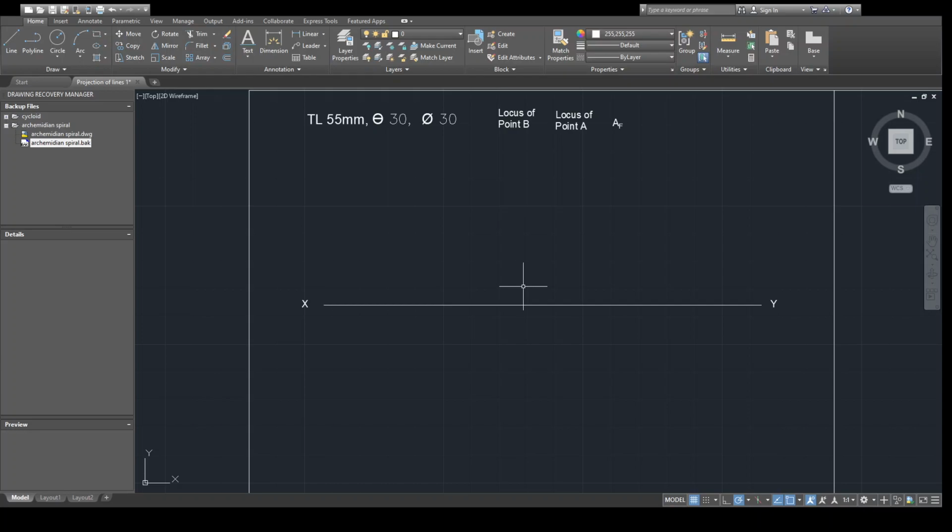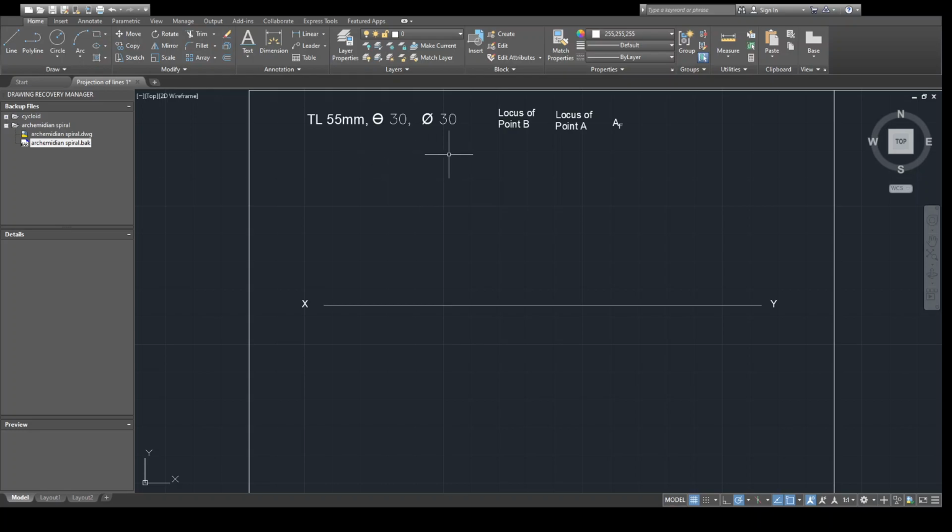Here in this case, the true length of the line is 55 mm, which is given to you. Theta, meaning inclination with respect to HP, is 30 degrees, and phi, that is inclination with respect to VP, is 30 degrees. Remember, theta is the notation we will use henceforth for HP inclination, and phi is the notation we will use for vertical plane inclination. Okay, theta is for HP, phi is for VP.